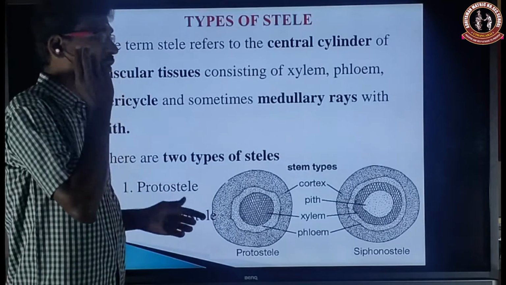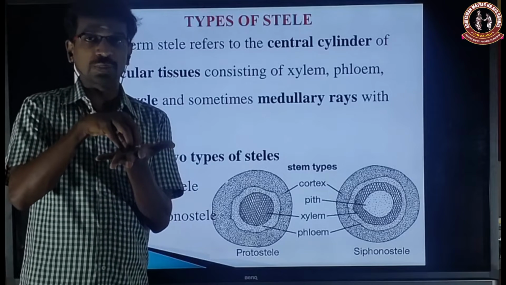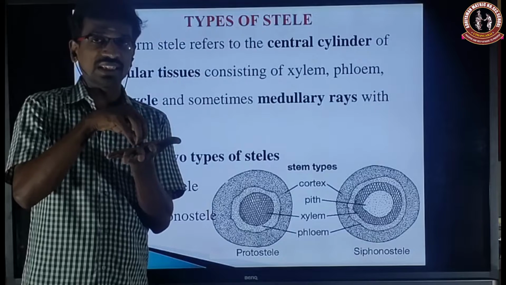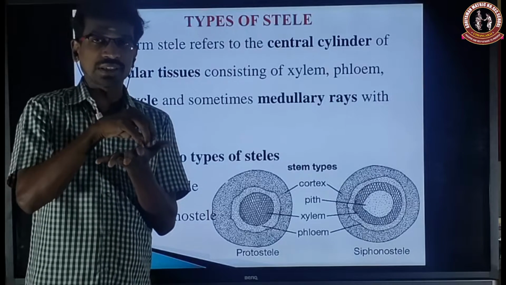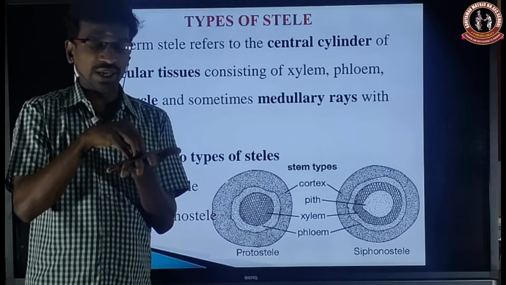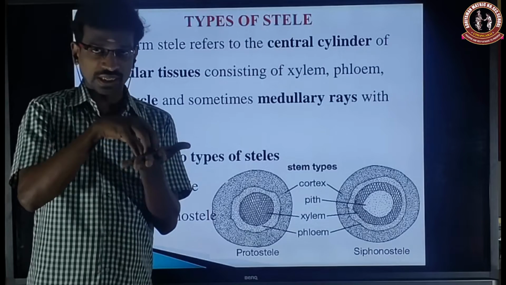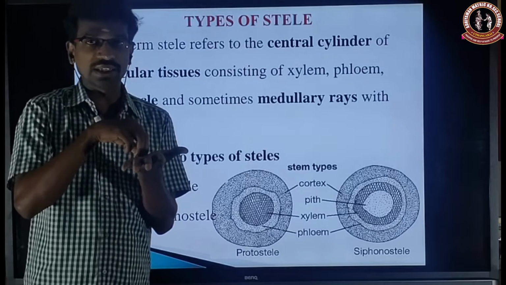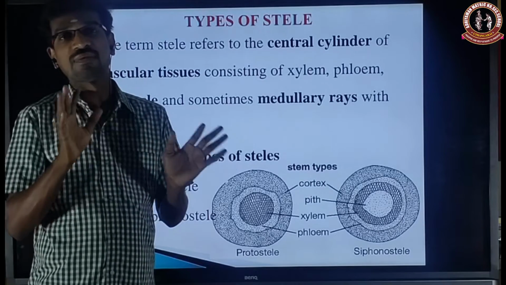And next, cyclostele. At the center, the pith is present. So the pith is surrounded by xylem, and the xylem is surrounded by phloem in different concentric layers. So pith, xylem and phloem. Pith at the center, pith is surrounded by xylem, the xylem is surrounded by phloem. That is a cyclostele.